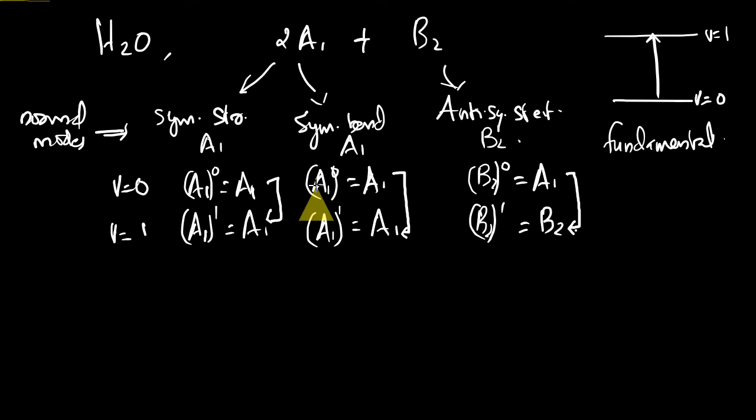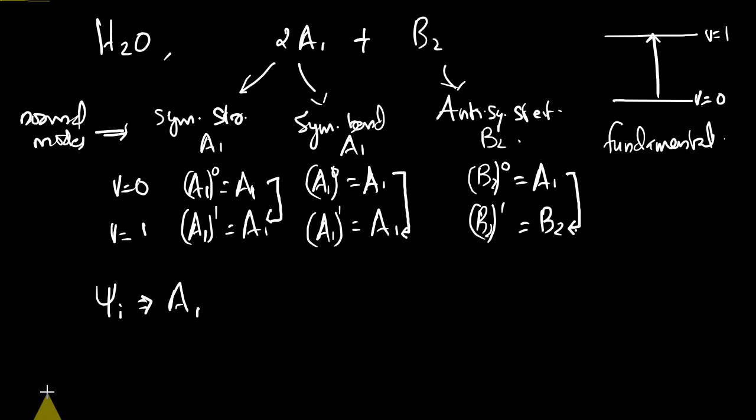And here you have to consider that all the ground vibration levels are of A1 symmetry. Okay, because anything raised to 0 is equal to 1. All the ground vibration levels are totally symmetric. A1 is totally symmetric. So all ground vibration levels are totally symmetric. That is psi i in all the cases. Psi i in all the cases is equal to A1. This is psi i, A1, A1, A1. And now this is psi f. Psi f has the symmetry A1, A1 and B2 for the three vibration modes.